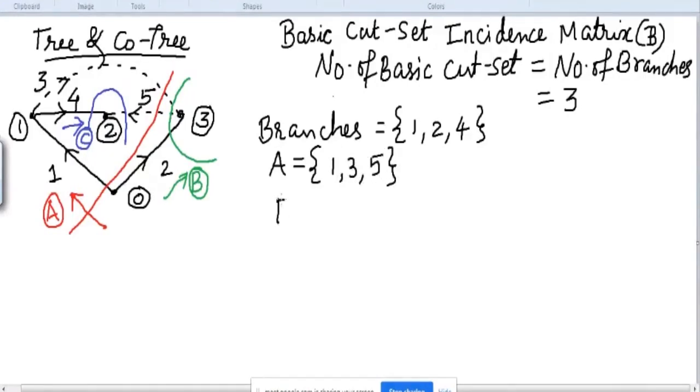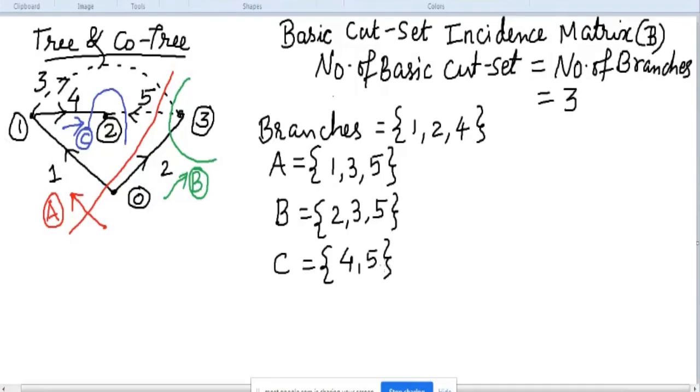Similarly, B is equal to 2, 3, 5, and C is equal to 4 and 5. Remember this: whenever we cut the basic cut set, a minimum number of links should be cut. If a minimum number of links are getting cut and you are cutting a maximum number of links, then that cut set will not be treated as the proper cut set.